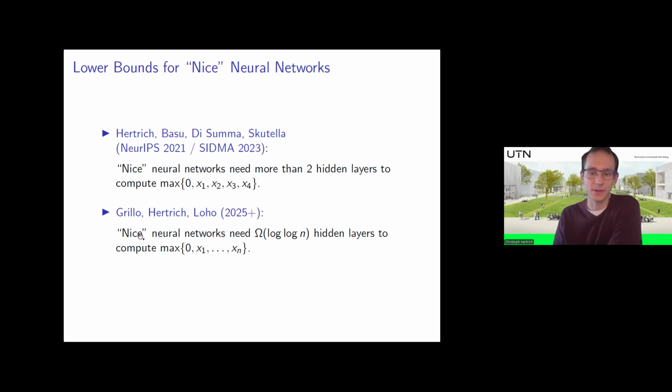And then the other, most recent result is that we got rid of this computer aid and we were able to do something more general, which gives us at least a non-constant lower bound, but it's doubly logarithmic, unfortunately. So nice neural networks need log n hidden layers to compute the maximum of n numbers. And that was actually very, very deep into combinatorics and polyhedral stuff, this result. So Moritz Grillo is a PhD student at TU Berlin, and he worked hard to make this work.